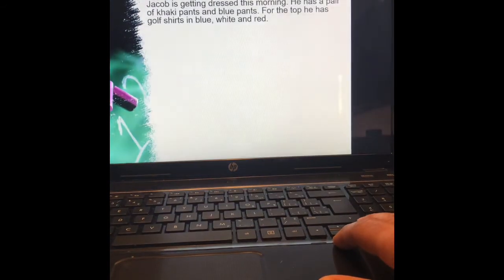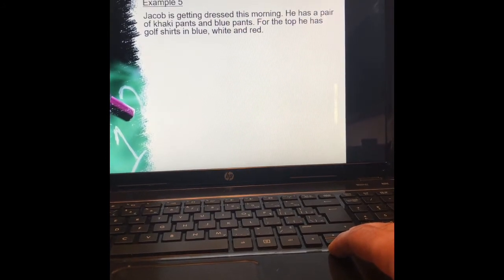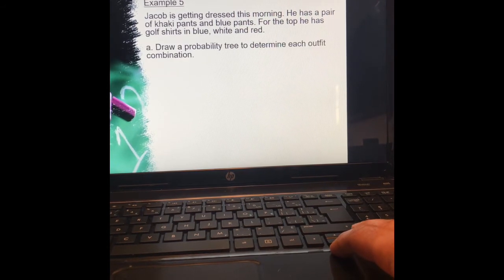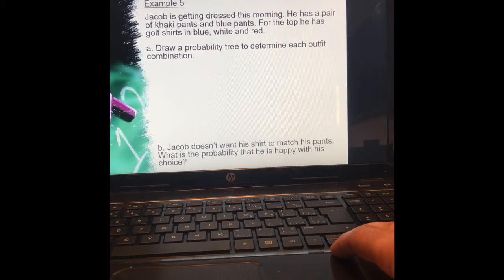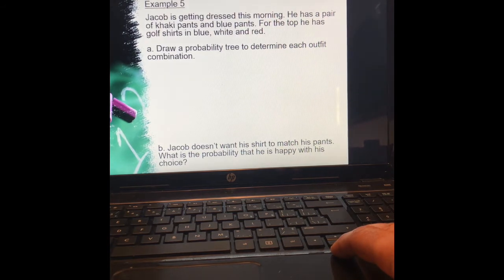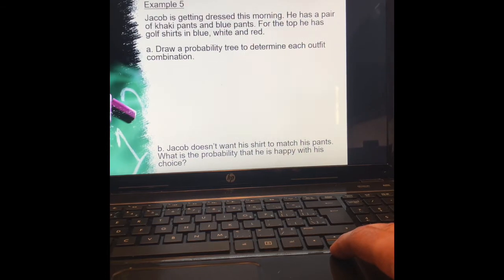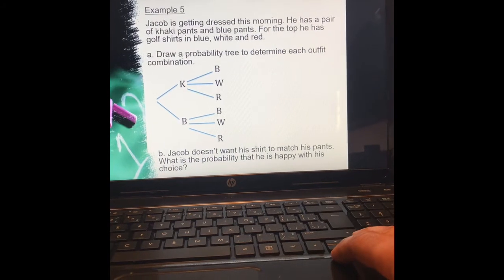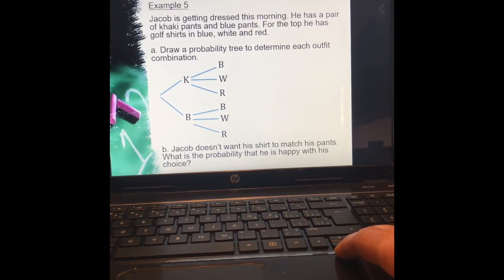Almost done now. Jacob is getting dressed this morning. He has a pair of khaki pants and blue pants. For the top, he has a golf shirt in blue, white, and red. Creating the probability tree, you can deal khaki pants or blue pants, and then the second column, golf shirt in blue, white, or red. All right, so the probability tree is done.